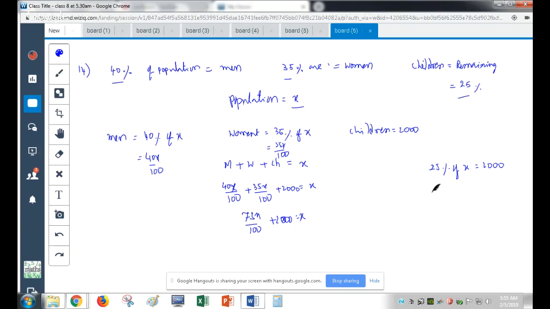Okay, you have to find out the value of x. So here 25 by 100 into x is equal to 2000, and x is equal to 2000 into 100 by 25 if it goes to the other side. So this will be cancelling. So total population is equal to, okay, this is another way. If you simplify this, even here also you will be getting like that. Take LCM, cross multiply, all these things if you do now, you will be getting the same answer.